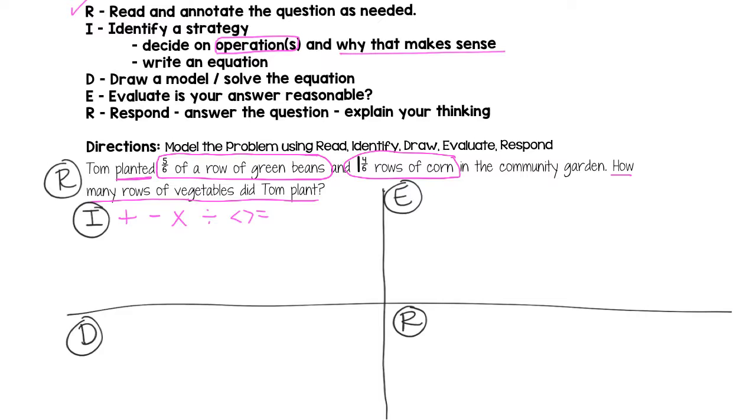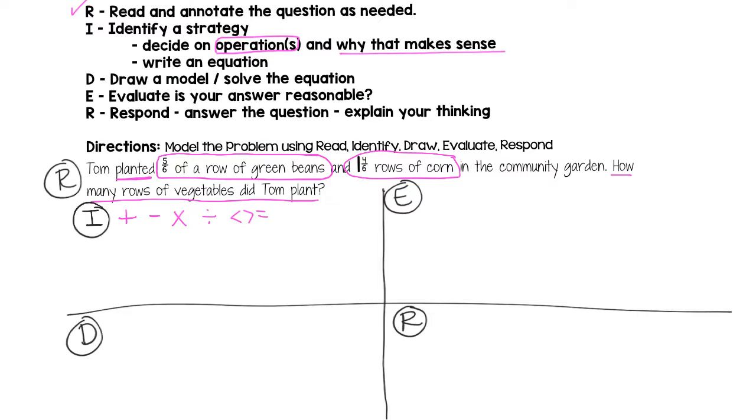I'm going to reread the question again so I can figure out, are we adding? Are we putting them together? Are we taking them apart or trying to figure out a missing quantity? Are we making multiple groups of the same number? Are we dividing into equal groups? Are we comparing the amounts? Tom planted 5/6 of a row of green beans and 1 4/6 rows of corn in the community garden. How many rows of vegetables did Tom plant?